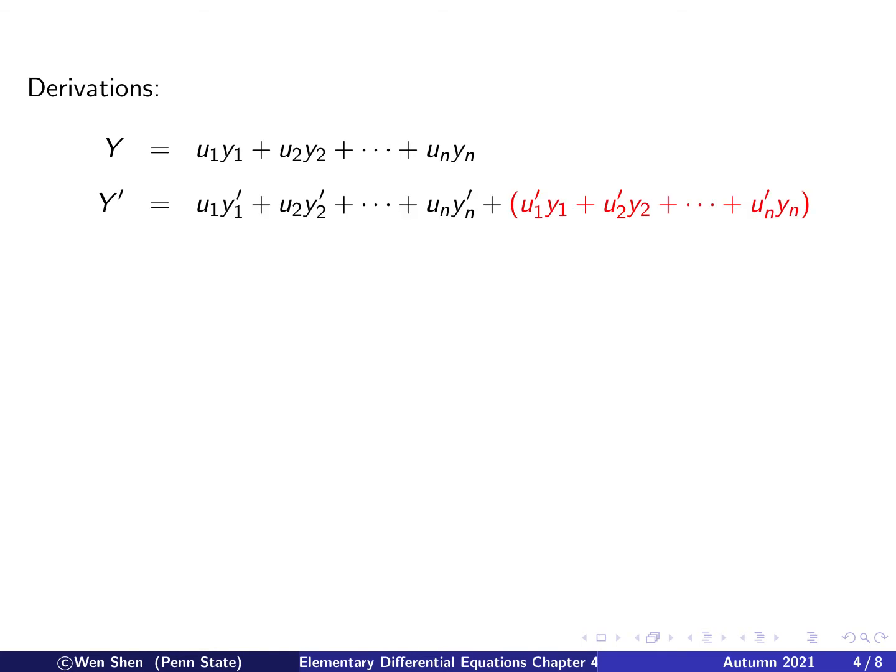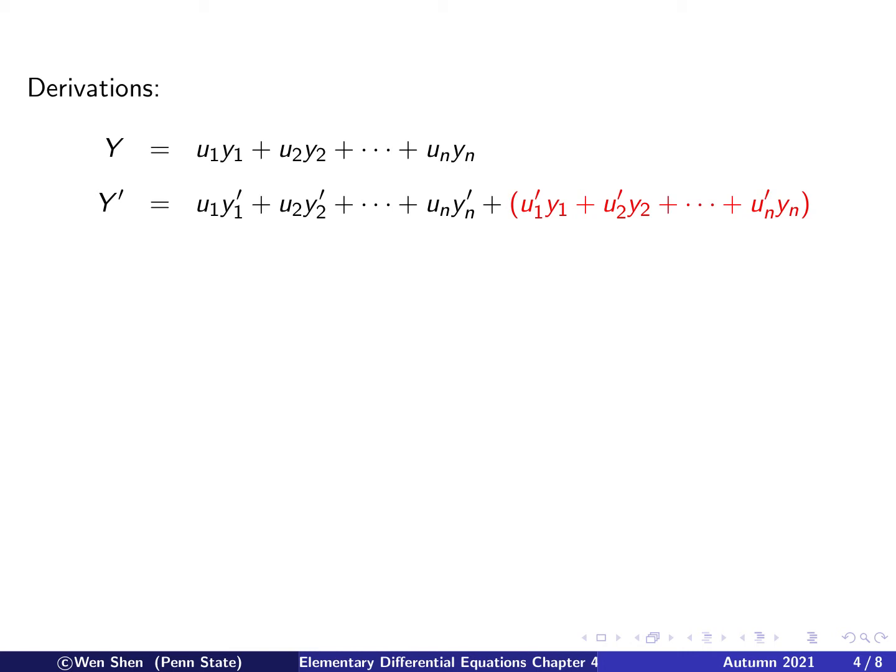We now write out y prime. Each term in Y is just a product, so we can apply the product rule. If we apply the product rule, first differentiating all the y's and keeping the u's, we get all these terms. Then there is the set where we differentiate all the u's and not the y's. So the u's are differentiated, u1 prime and u2 prime, and the y's are kept the same.